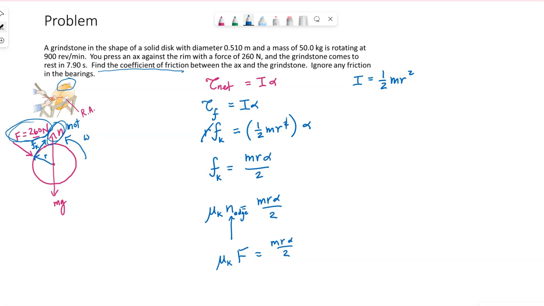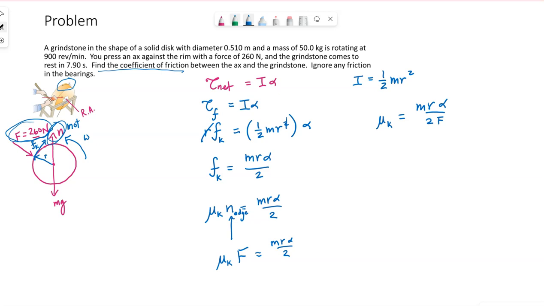So the other thing we need to find is this angular acceleration. We have the mass, we have the diameter, so we can figure out the radius. We just need to figure out alpha as well. All right, so once we get that, I'm just going to bring F to the other side. So that's ready to go. We can plug in numbers as soon as we figure out alpha.